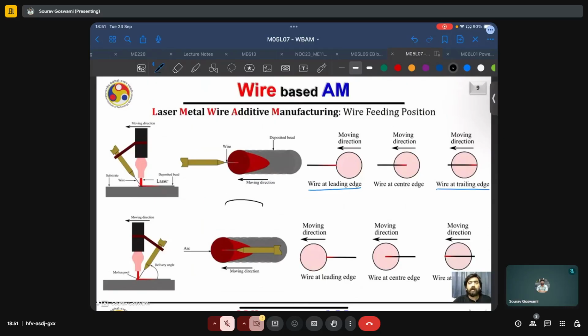So if the laser center is indicated by the red dot here, and it is traveling in the indicated direction, the melt pool will typically be asymmetric, and it will have some molten region ahead of the laser source and a long tail.